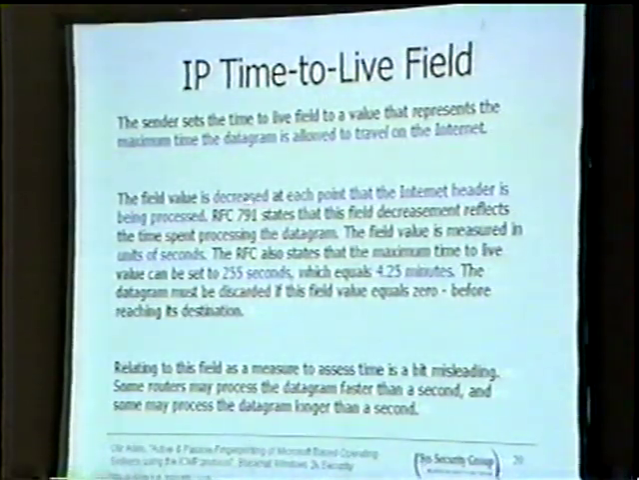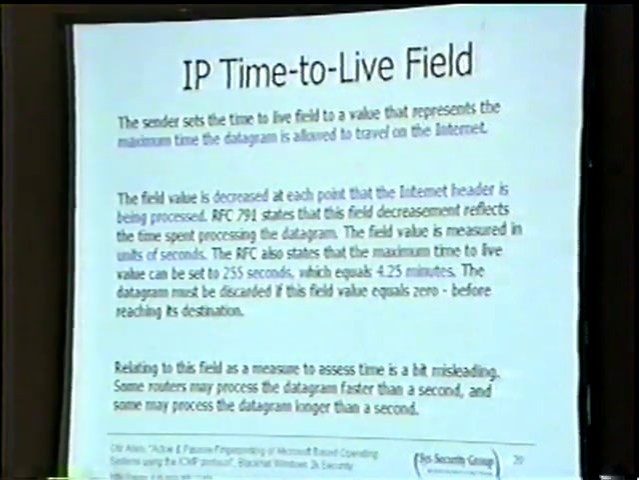This field value will be decreased at each point where the IP header is processed. It may take longer than a second for a device to process this datagram. So if you're thinking that this states how many seconds or how much time it took a datagram to arrive from one point to another, then it's false. The RFC also states that the maximum value we can set this field to is 255, which is equal to 4.25 minutes.